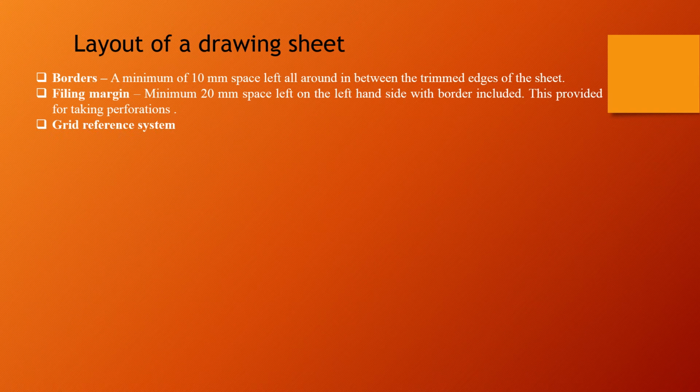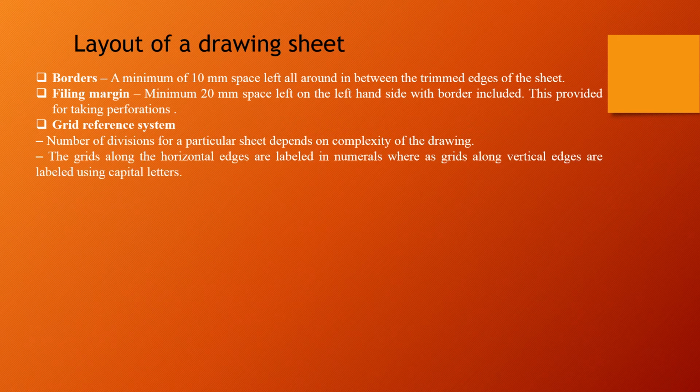Grid reference system. The number of divisions of a particular sheet depends on the complexity of the drawing. The grids along the horizontal edge are labeled in numerals, whereas grids along the vertical edge are labeled using capital letters. The length of each grid can be between 25 and 75 millimeters.